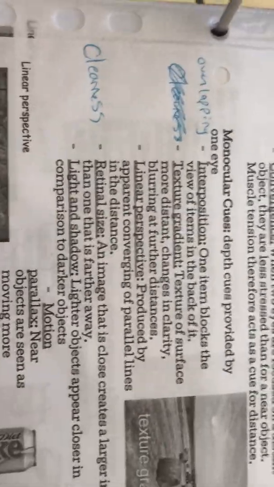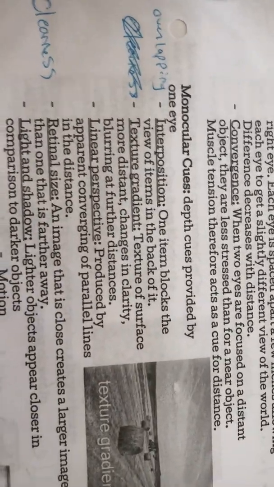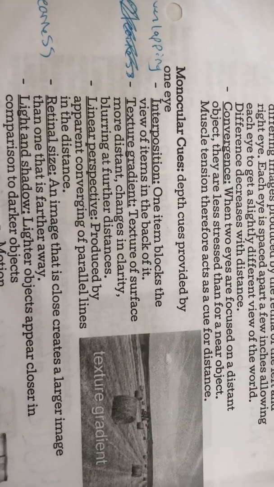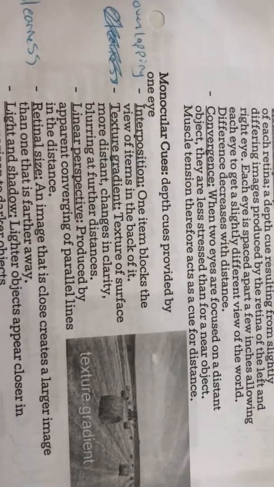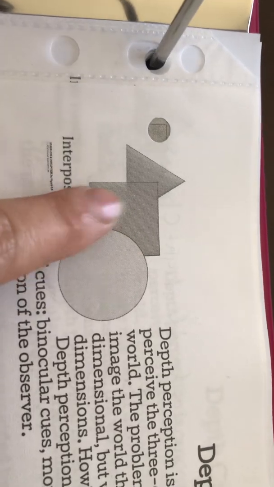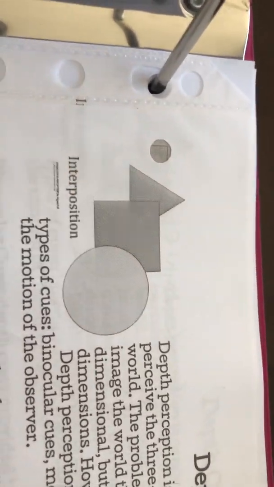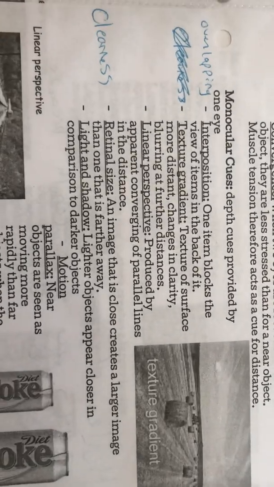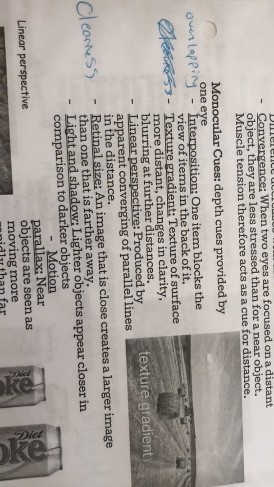We then have monocular cues. First, interposition. One item blocks the view of another item in the back of it. This is the example up here: this circle is blocking the view of the square, and the square is blocking the view of the triangle. So things are overlapping, basically, is what's going on here.